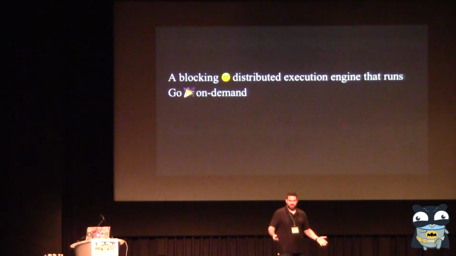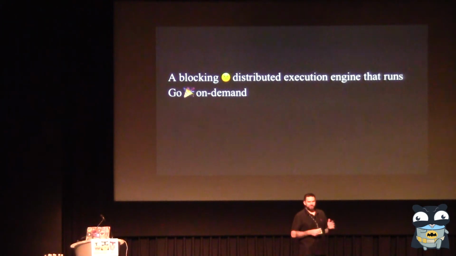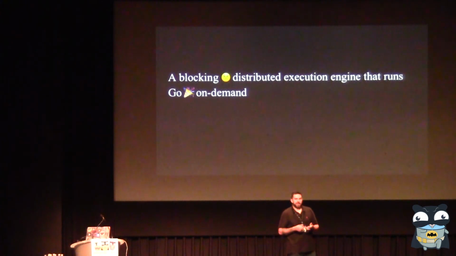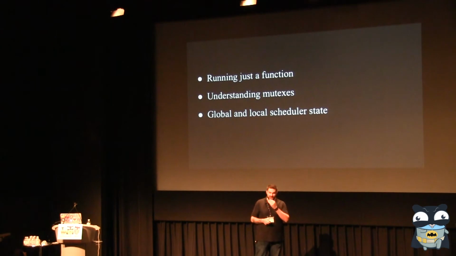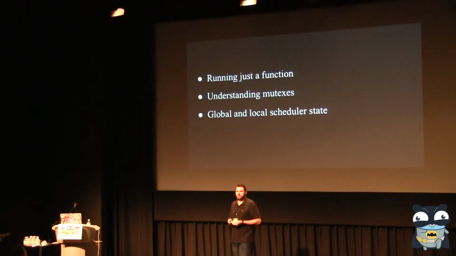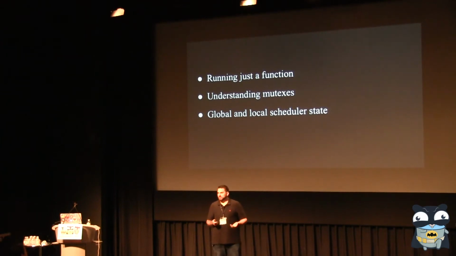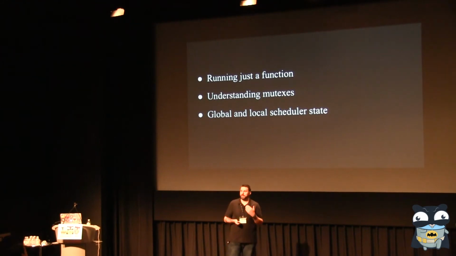When I first built this, it was a blocking distributed execution engine that would just run Go functions on demand, which satisfied most of the requirements, but I wasn't very happy, because why would I use a concurrent language if I had blocking? My hardest problems, or hurdles, were: how do you run just a Go function? And understanding mutexes. I've never written a mutex before, so for me that was a very hard problem to get over in the beginning, understanding what mutexes were.